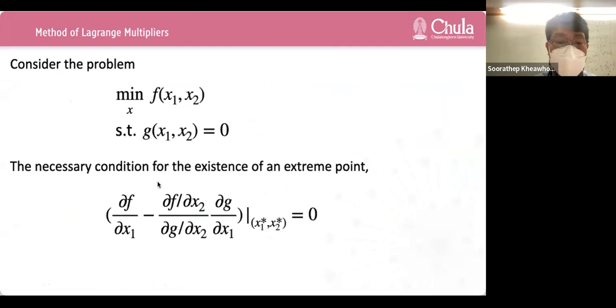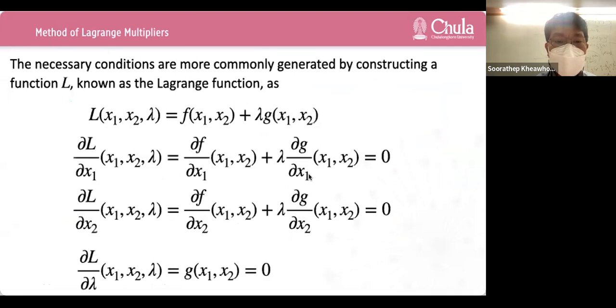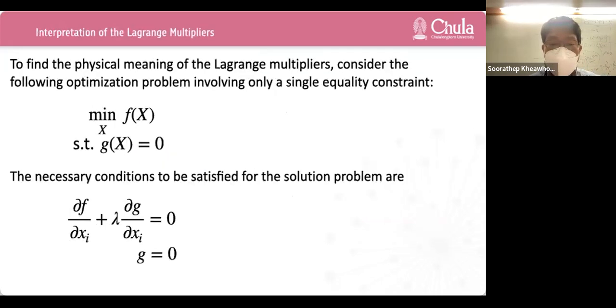We start from this one, right? The necessary condition for existence of extreme point. Yeah, and then we derive. So let me summarize. What is our Lagrange multiplier?